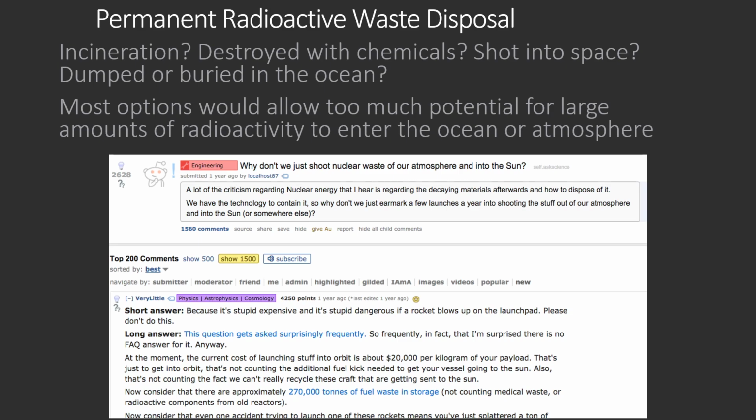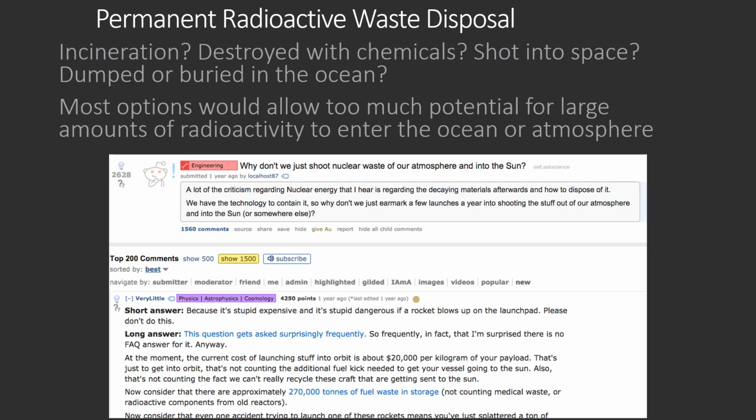But the question really comes down to, what are some solutions to permanent radioactive waste? Could we incinerate it, just burn it all? Could we destroy it with chemicals? Why not just shoot it into space or just dump it all into the ocean? The problem is there is too much potential for a large amount of radioactivity to enter the ocean or atmosphere.